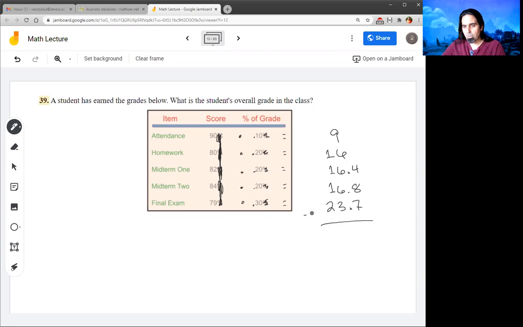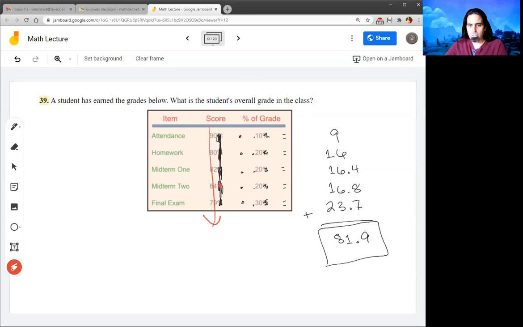And when I'm done, if I add all these up, then I get 81.9. So the student's overall grade is 81.9. You can't just add up these numbers and divide by 5 to find the mean, because it's not that kind of average.